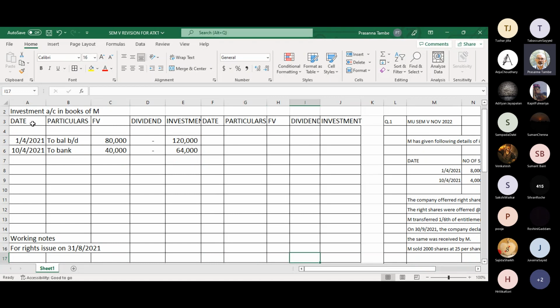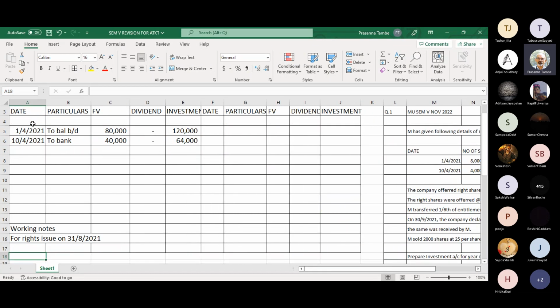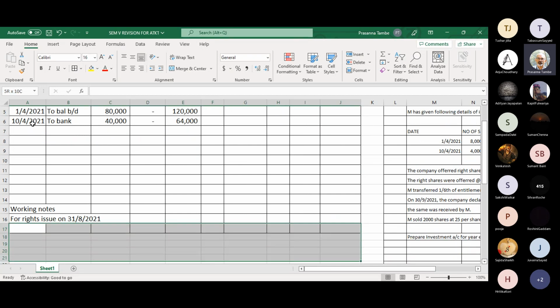The rights issue is happening on 31st August 2021. Now, on the date when the rights issue took place, we have to find out how many shares we have in our hand. Let's find that out.